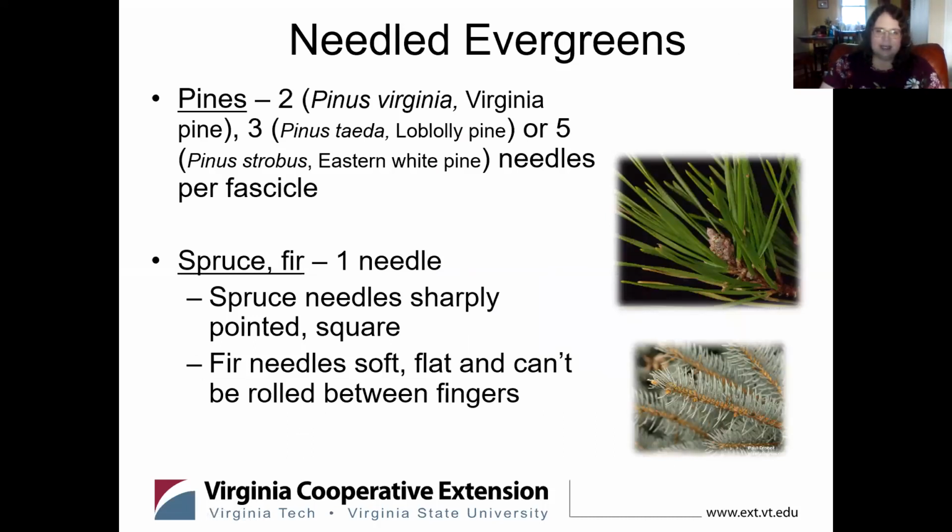Needled evergreens, pines, spruces, and firs. So pines are either categorized as 2 needled pines, 3 needled pines, or 5 needled pines. So a 2 needled pine example would be Pinus virginiana, Virginia pine. And when we're talking about different numbers of needles with pines, we're talking about the needles you find going up that are surrounded when you get to the branch by the fascicle. So the little brown tissue that grows around where the needles attach to the stem is called the fascicle. It surrounds it, and there will only be 2 needles coming up if it's a 2 needle pine.